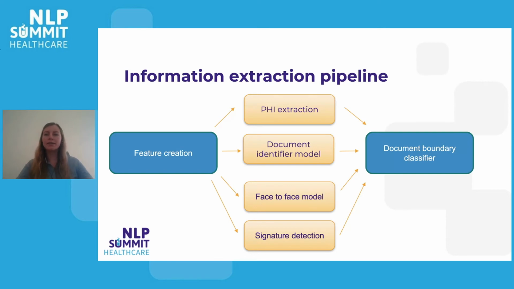Another block is a face-to-face model. In this model, we need to see if the patient was physically present at the hospital, so if the doctor saw the patient, or if it was just a consultation on the phone, or maybe a request of the documents or something not related to medical documents. And then the last block is signature detection. In this block, we're identifying the signature of a provider, and we see if the signature is valid or not. Okay, so let's move on to the PHI extraction block.